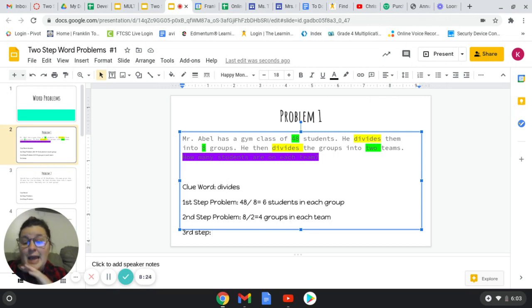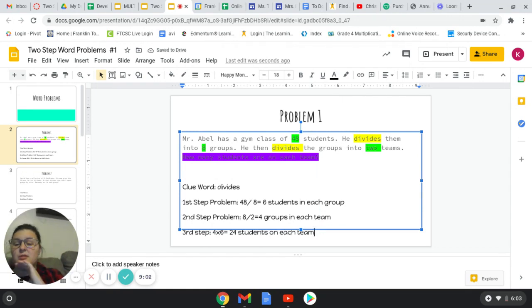Okay, so I'm going to take how many groups I know are on a team, which is 4, and I'm going to multiply that by 6, because I know that there are 6 students in each group. Okay, 4 times 6 equals 24. So there are 24 students on each team. Okay, and I'm going to type that in there.